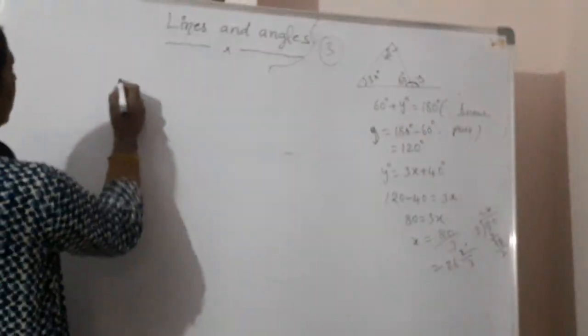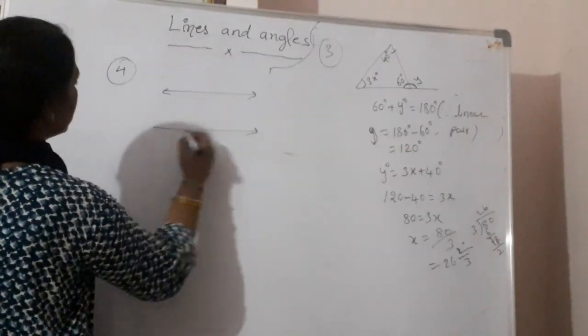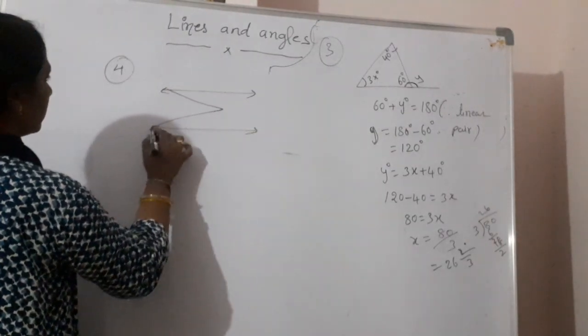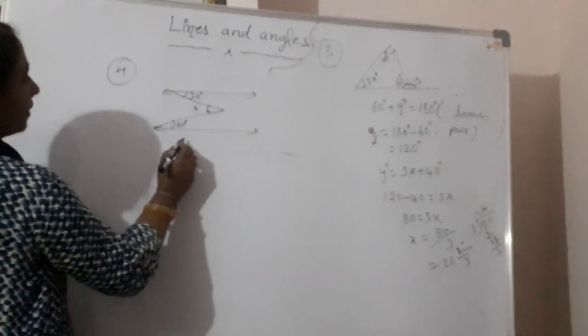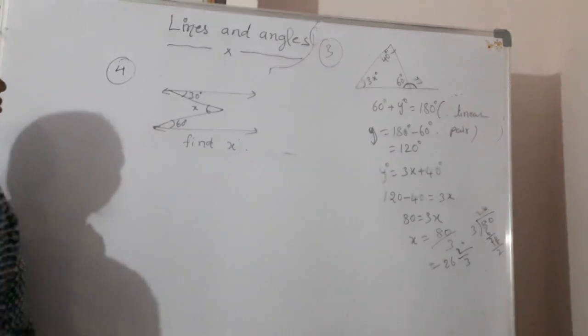Next model, sometimes they will use it like this. Here they will give some any x. Here 60 degrees, here some any 30 degrees like this. Find x in this situation. Find x. How can you find out?